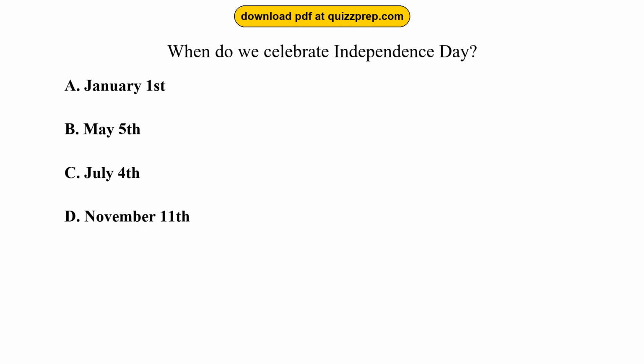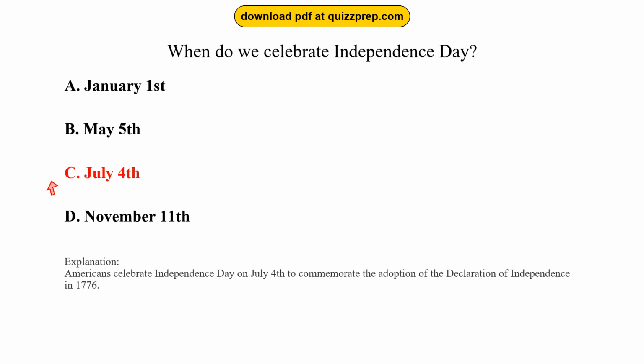Question 39. When do we celebrate Independence Day? Option A, January 1st. Option B, May 5th. Option C, July 4th. Option D, November 11th. The correct answer is option C, July 4th. Americans celebrate Independence Day on July 4th to commemorate the adoption of the Declaration of Independence in 1776.